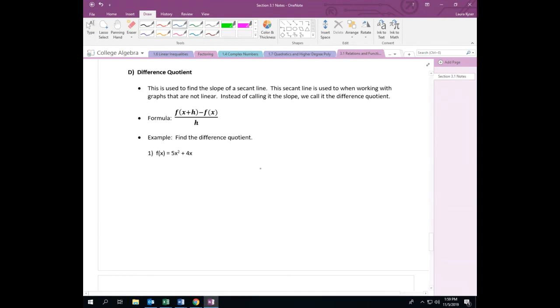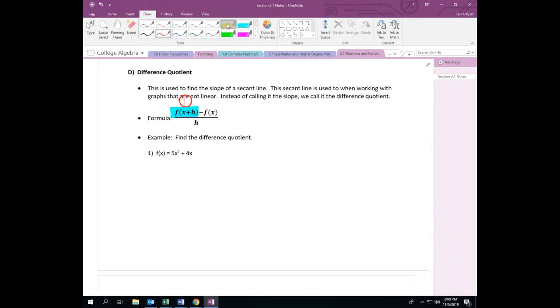Now, when I do a difference quotient, because there are several pieces to it, I do them one piece at a time. So the first thing that I would do is find f of x plus h. F of x plus h is where you are going to input x plus h, the expression, into your function and simplify as much as you can.